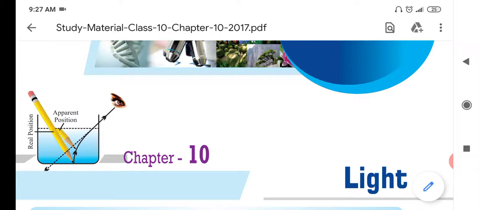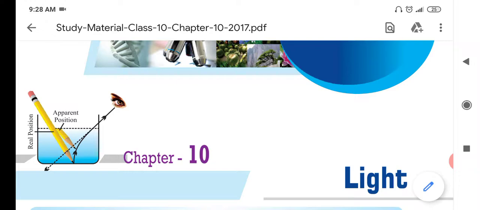You also studied ray of light and beam of light. A ray of light is nothing but a straight line with an arrow. We call it a ray of light. If there are several such straight lines, then we call it a beam of light, right?